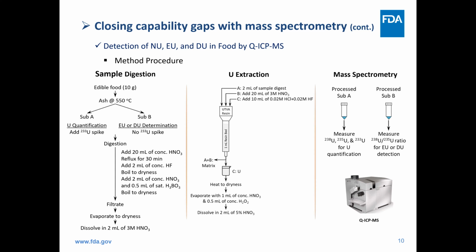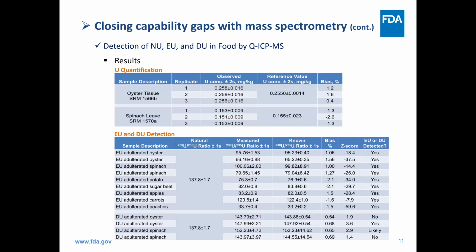To detect the EU and DU, we measure the ratios of 238 and 235. So you can see the uranium concentration in 2 SRMs were determined using the method. And here's the result. You find it to be good, at least for our applications and intended purpose, and it meets our requirement.